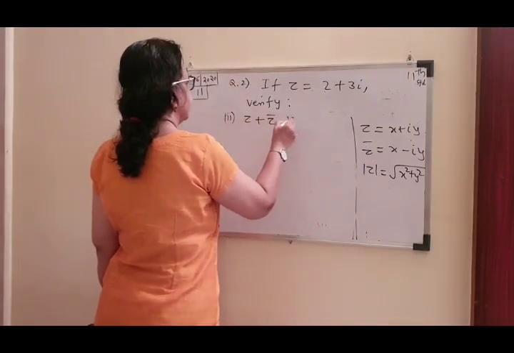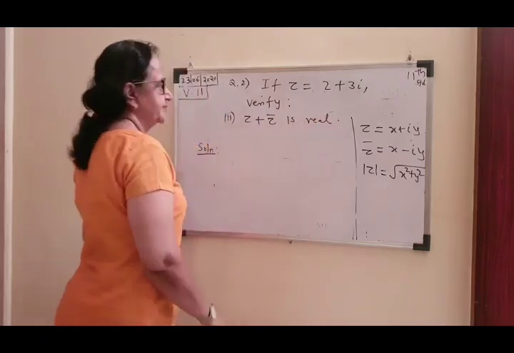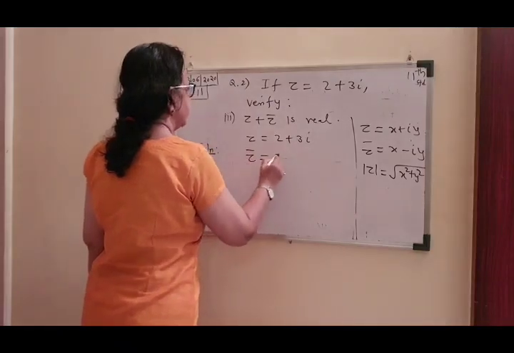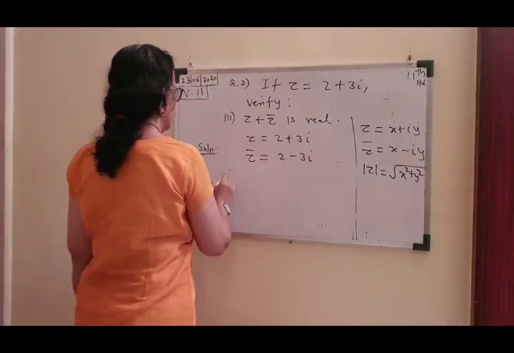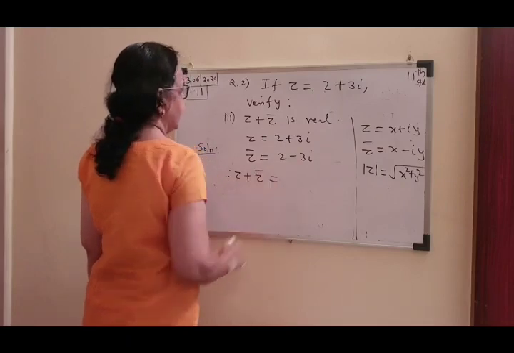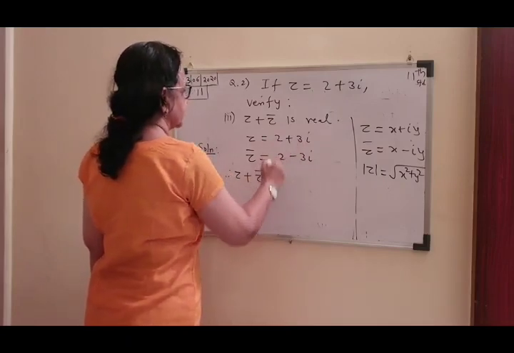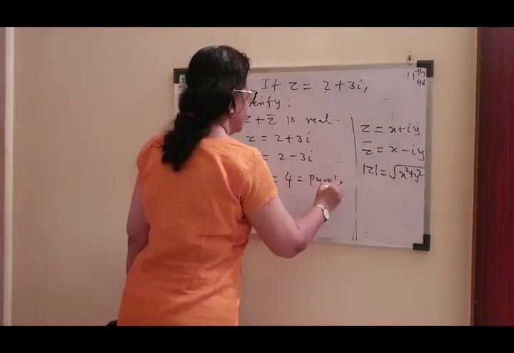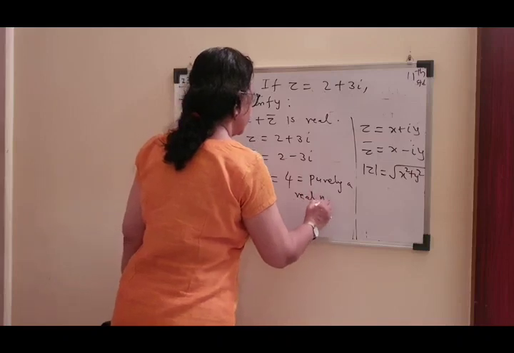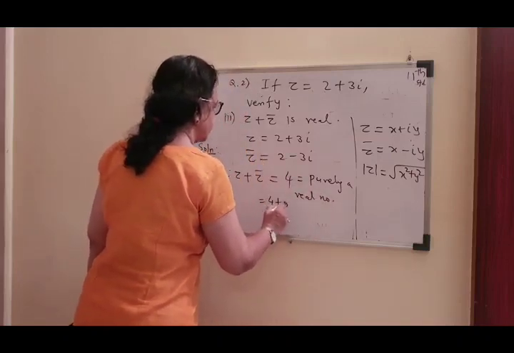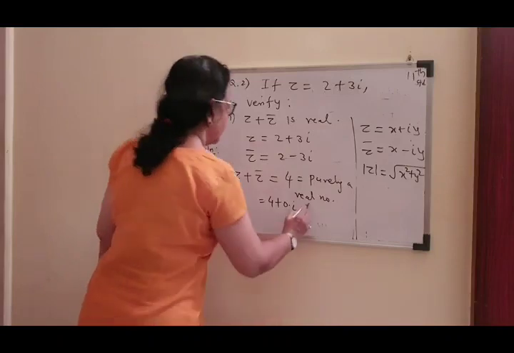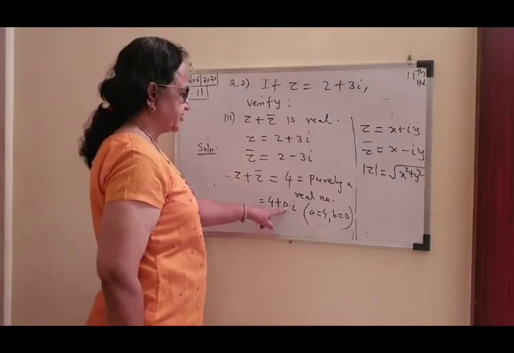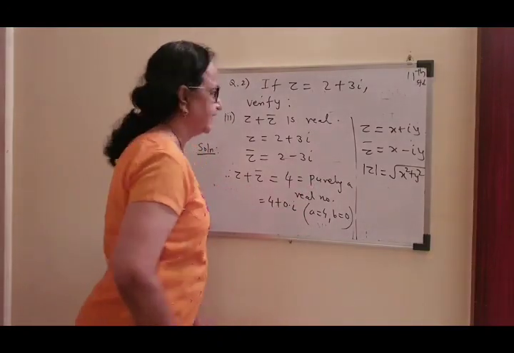Z plus Z bar is real. Consider Z, 2 plus 3i. Consider Z bar, 2 minus 3i. Add the two, Z plus Z bar. When I add, plus 3i minus 3i got cancelled. 2 plus 2, what you got? 4. There is no i. So this is purely a real number. You can express 4 as 4 plus 0 into i. So real part is 4 and imaginary part is 0. Whenever the imaginary part is 0, the number is called a purely real number.